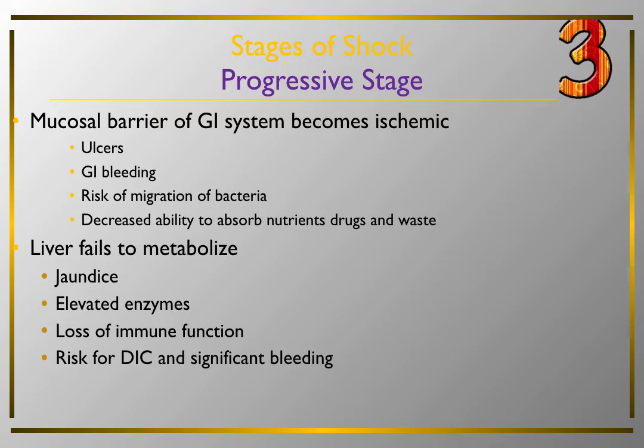Dysfunction of the hematologic system adds to the complexity of the clinical picture. The patient is at risk for DIC, in which consumption of the platelets and clotting factors results in bleeding from many orifices. And this also has something to do with the liver having an issue, because that also helps with clotting factors.